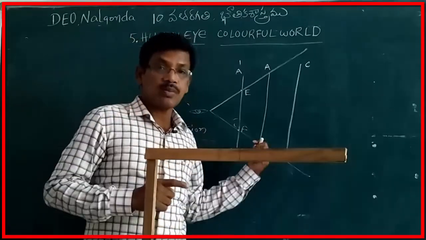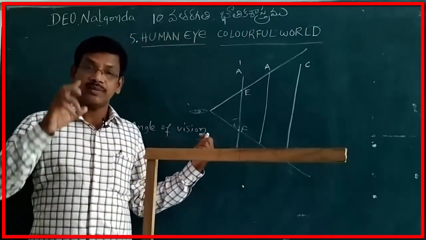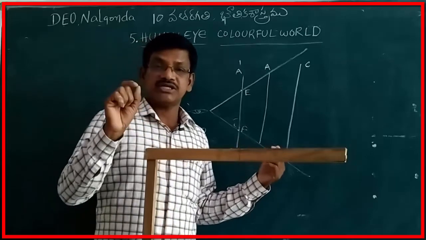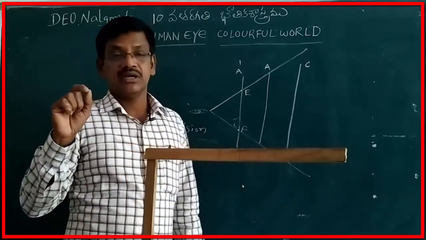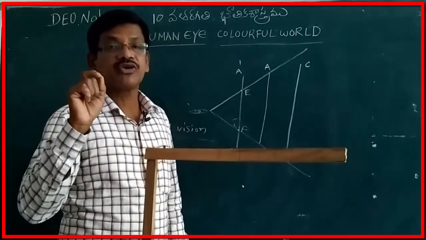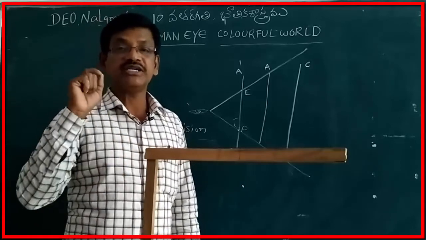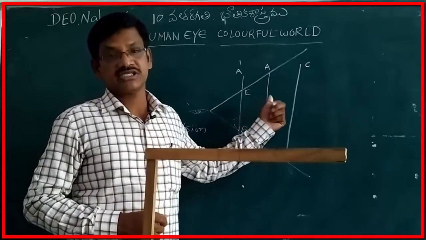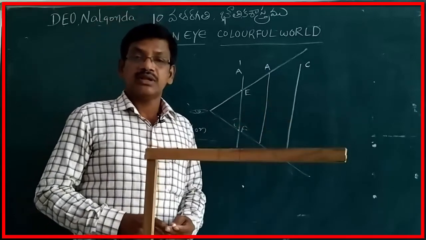To understand these two points, to make them clear to our mind, we must learn the structure of the human eye and the functions of the human eye. Only then we get the answers for these questions.